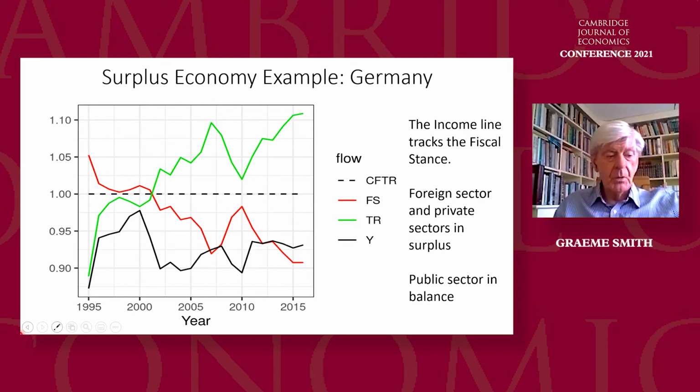Now, the classic example of a surplus economy is Germany, where the trade ratio consistently exceeds the fiscal stance. Although it was the other way around in the late 90s, that was their sick man of Europe phase. But the 2000s brought the introduction of the euro and the Hartz reforms and launched the present trajectory. So notice the income line consistently tracks the fiscal stance. So the public sector is roughly in balance, and the private sector is acquiring financial assets at the expense of the rest of the world.